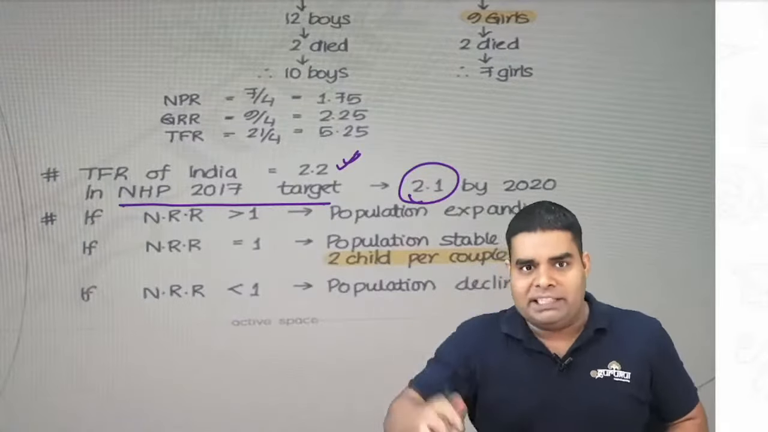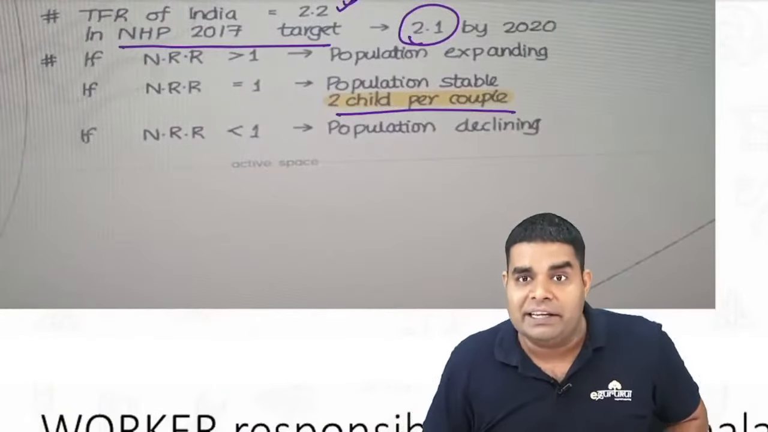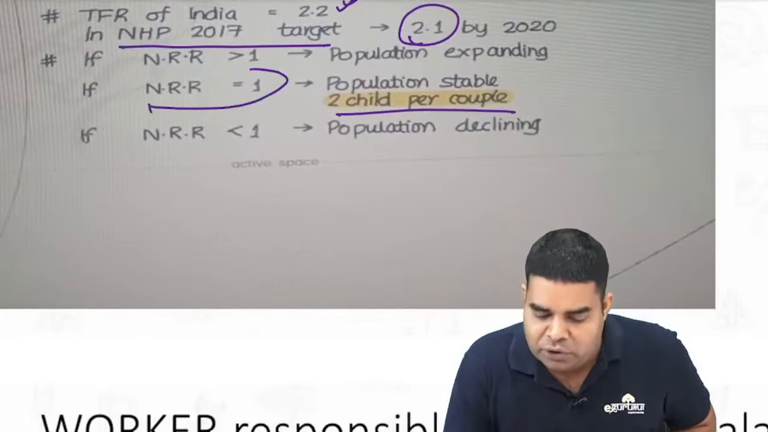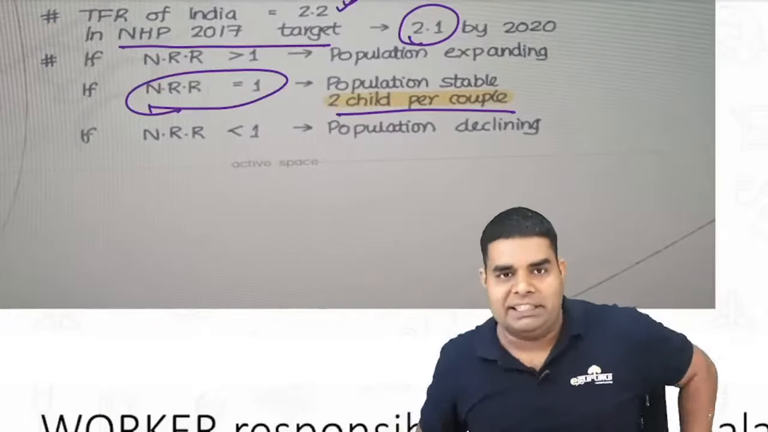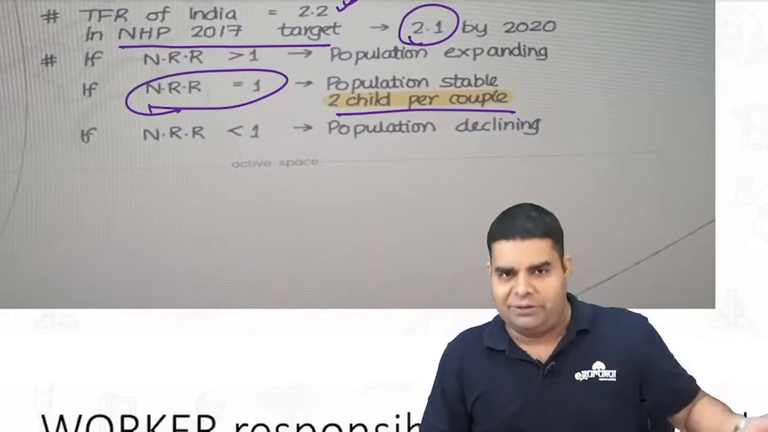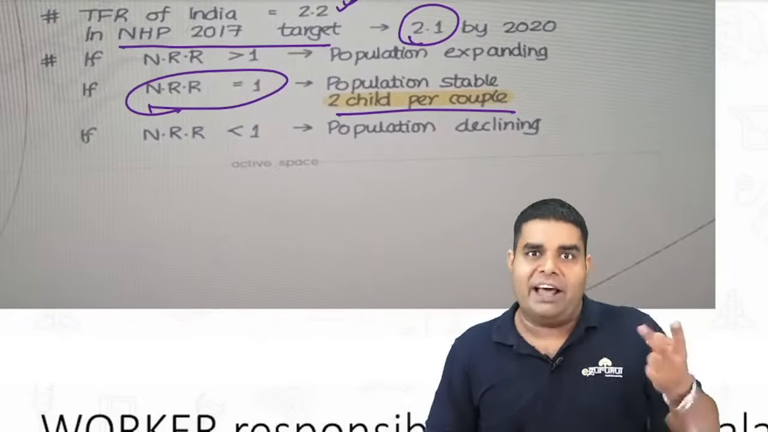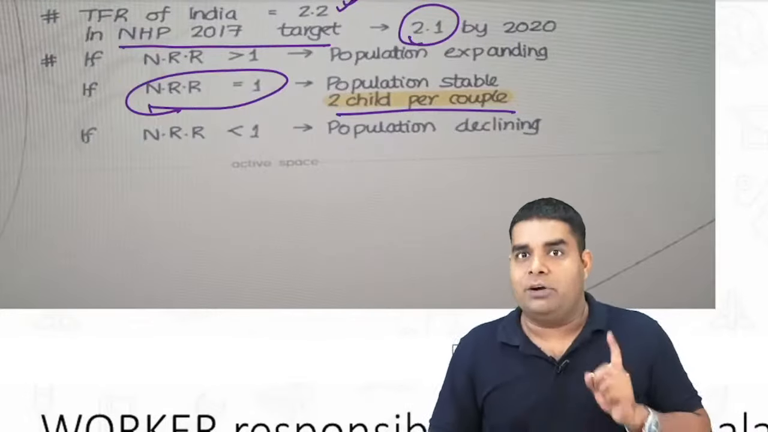Similarly, in one of the exams, they asked the question: if we have 2 children per couple, what should be the net reproduction rate? The net reproduction rate should be equal to 1. This was asked in previous exams. So if we want 2 children per couple, one of them can be a girl, one of them can be a boy. So the NRR will become 1 and TFR 2.1.